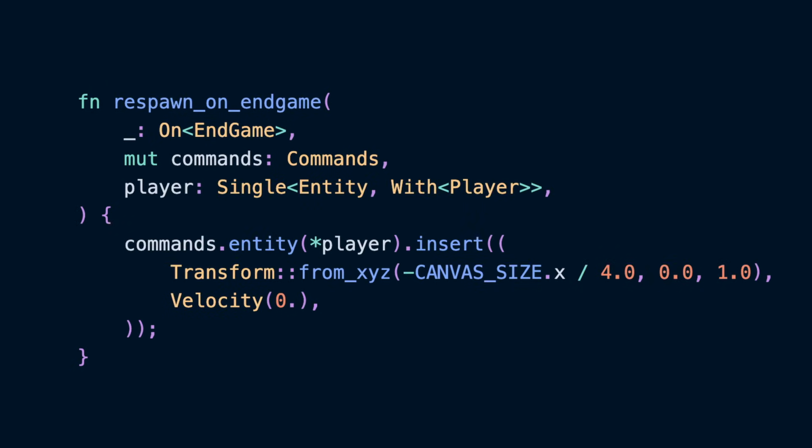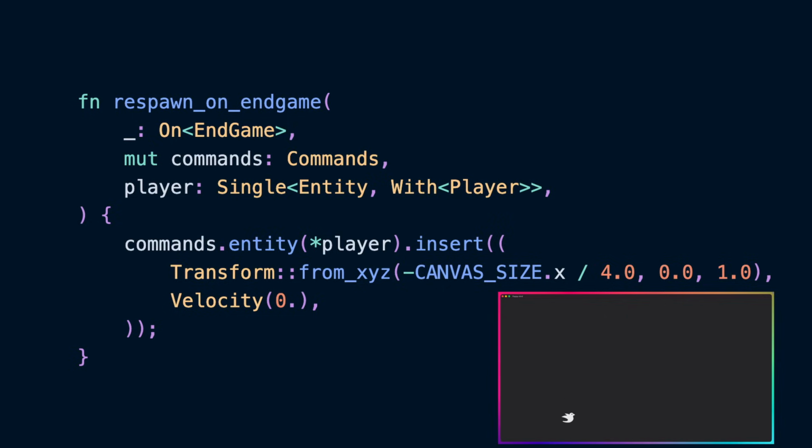Observers are just like systems with the caveat that the very first parameter needs to be the event we're listening for. In this case, we don't care about the value of the endgame event, so we can prefix the name with an underscore. We can take advantage of commands and single again to get the other information we need. In this case, all we're really doing is repositioning the bird on screen, so reinserting the transform and velocity components will move the bird to the correct position and reset the velocity.